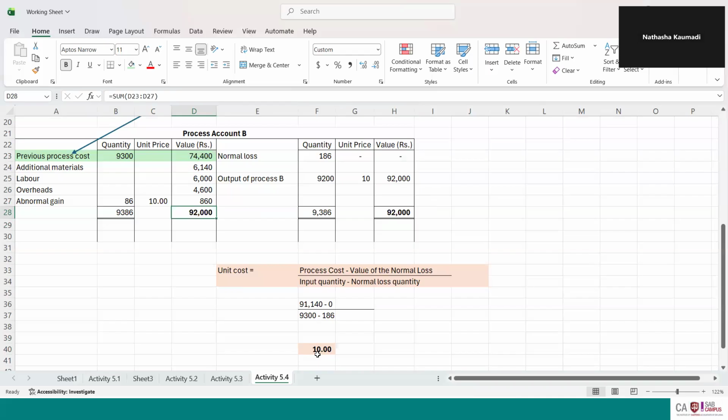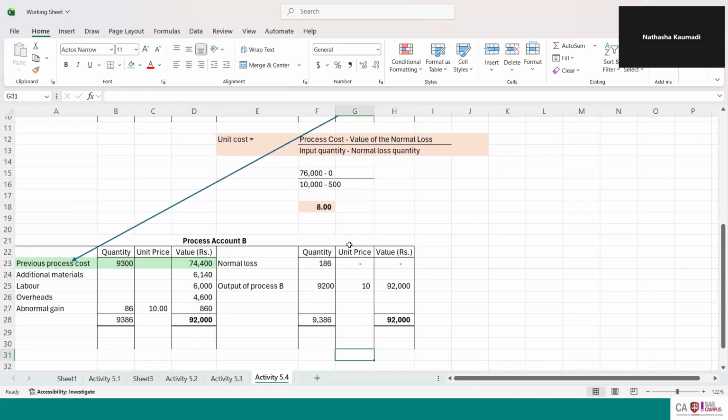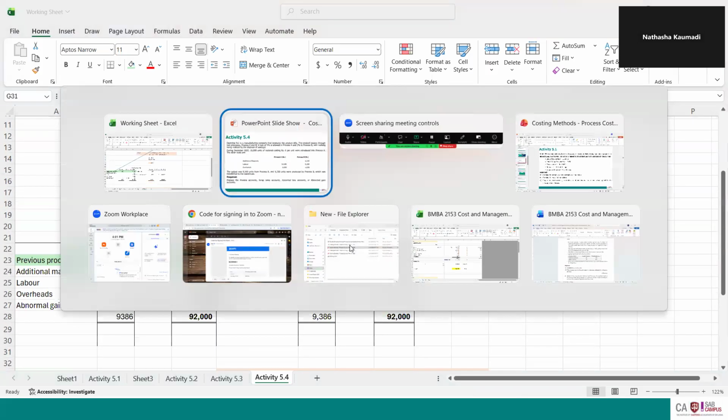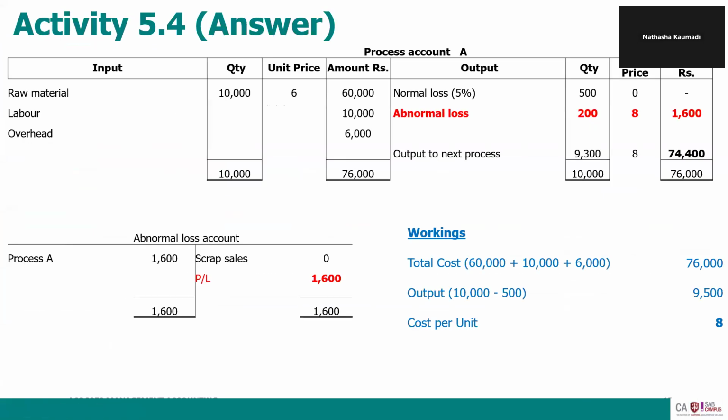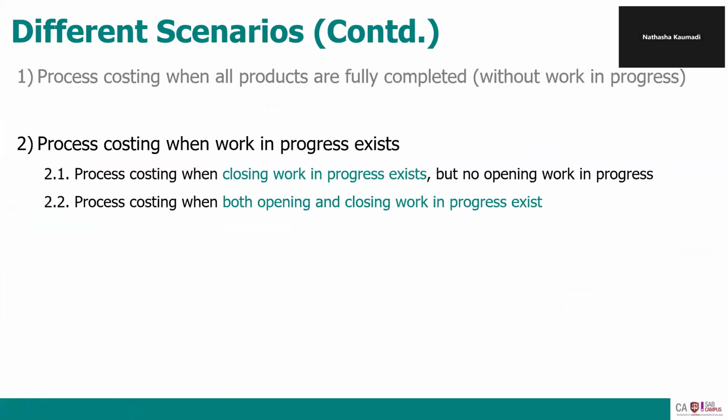So one after the other one, right? One after the other one. Okay, this is how you do it. So this is also done. And the answer is also there. Okay.